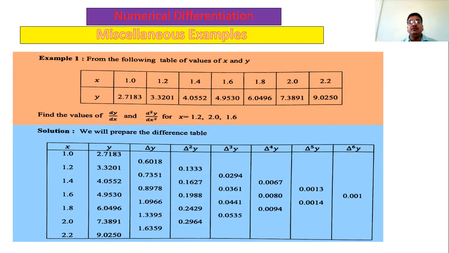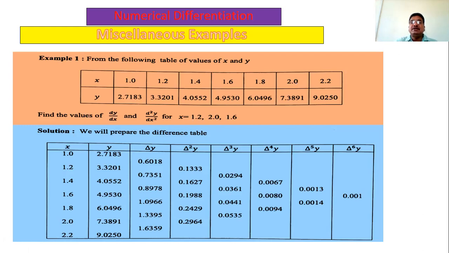So what about this 1.2? 1.2 is a point that lies in the table. This point is present in the values of x. Also 2.0 is present in the table, and 1.6 is present too, but this 1.2 is at the beginning of the table, and that's why we use the forward difference formula. And 2.0 is at the end of the table, and that's why to find the value at 2.0 we will use the backward difference formula.